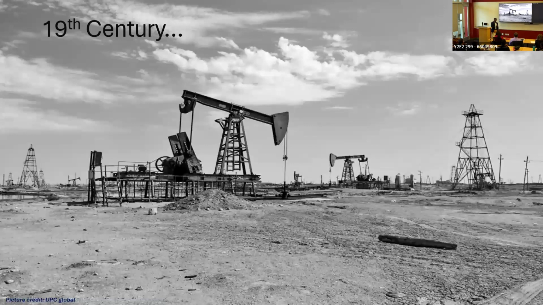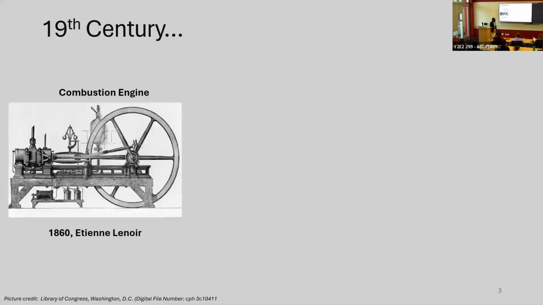Let me take us back a little bit in history to the 19th century. That was a key time in human civilization because we finally found something called oil or fossil fuels, crude oil, that we can use to power our homes, we can use to do lots of things that we've never done before. Around that same time were key inventions.